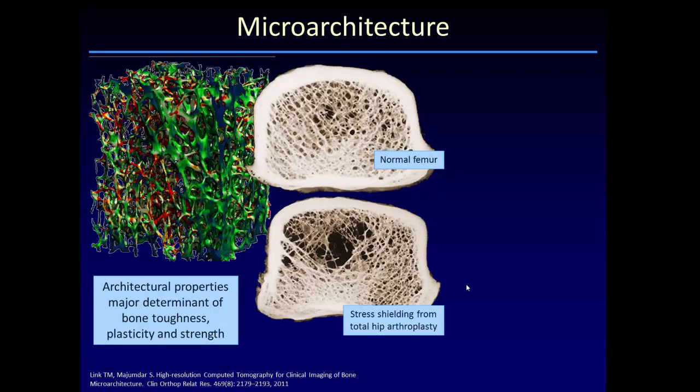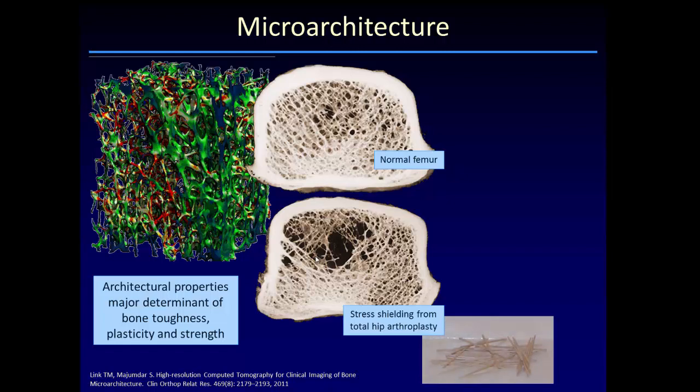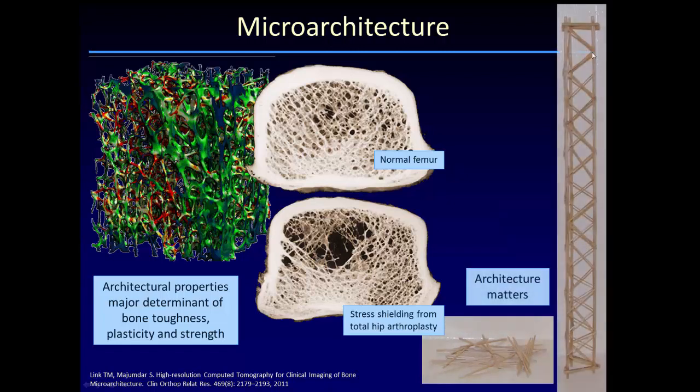This is a change in the architecture of the bone, and similarly we can see in these two specimens, normal and osteoporosis from stress shielding from a hip arthroplasty, that the architecture of the bone is very, very different. And we know this intuitively. We know that these toothpicks can be constructed in a fashion that makes them extremely strong, like this tower that can support up to 1 kilogram of weight.